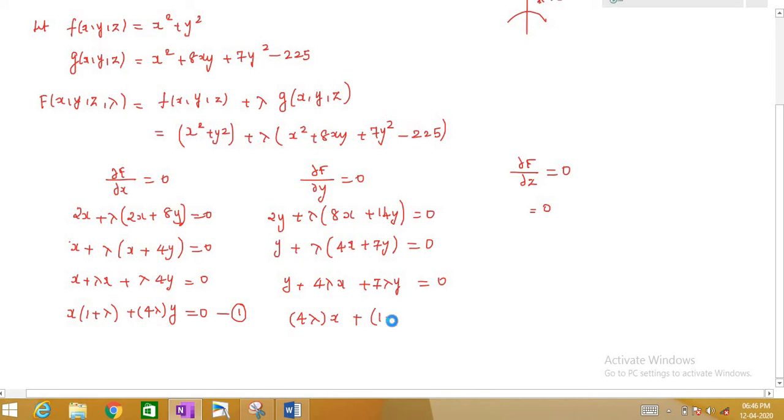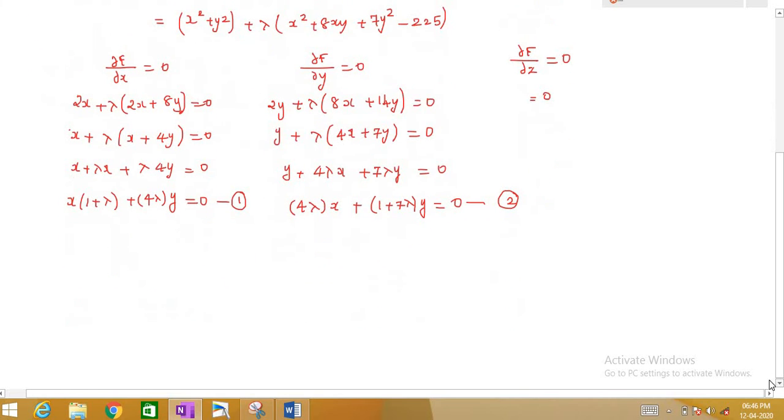So 1 plus 7 lambda into y is equal to 0. Now we need to solve these two equations to find our lambda, x and y. So first we will find lambda by solving these two equations. I'm going to solve 1 and 2. These are just elementary.